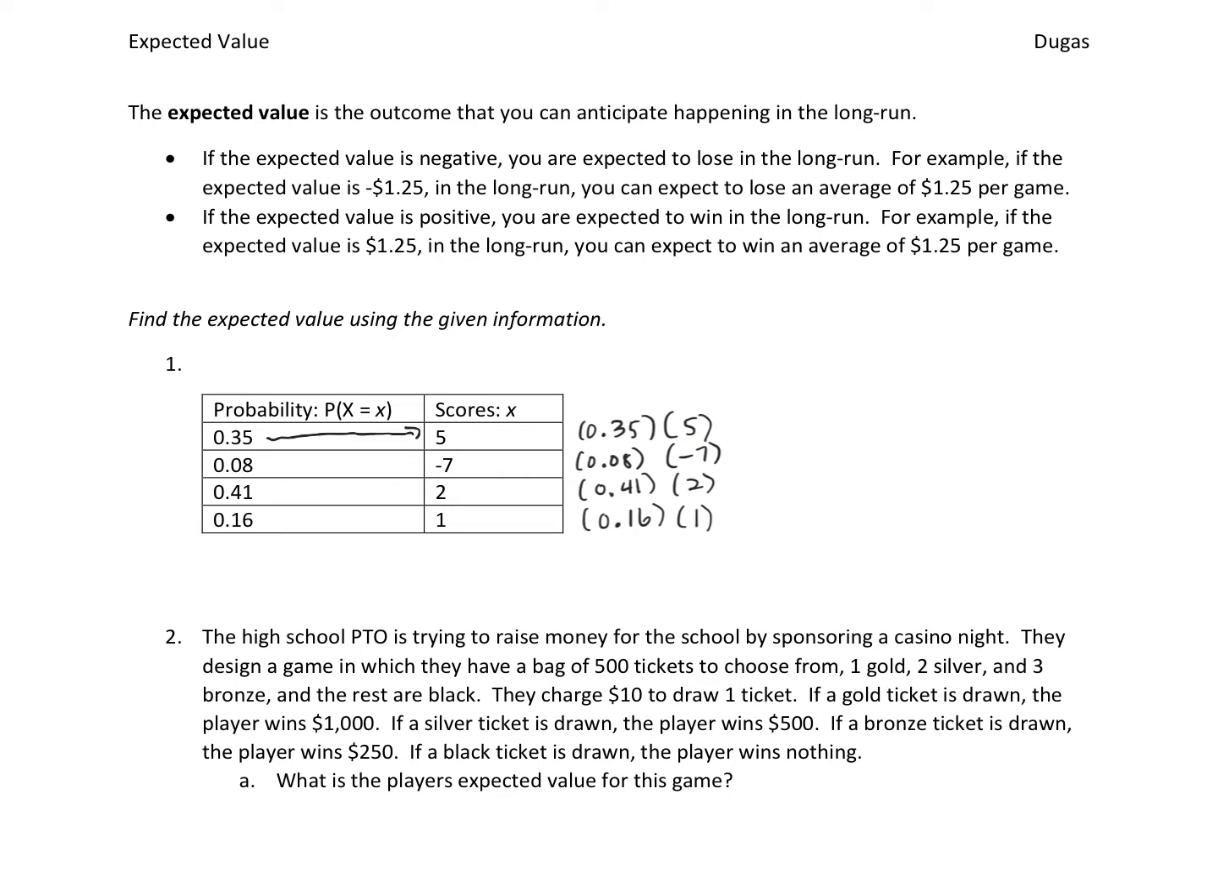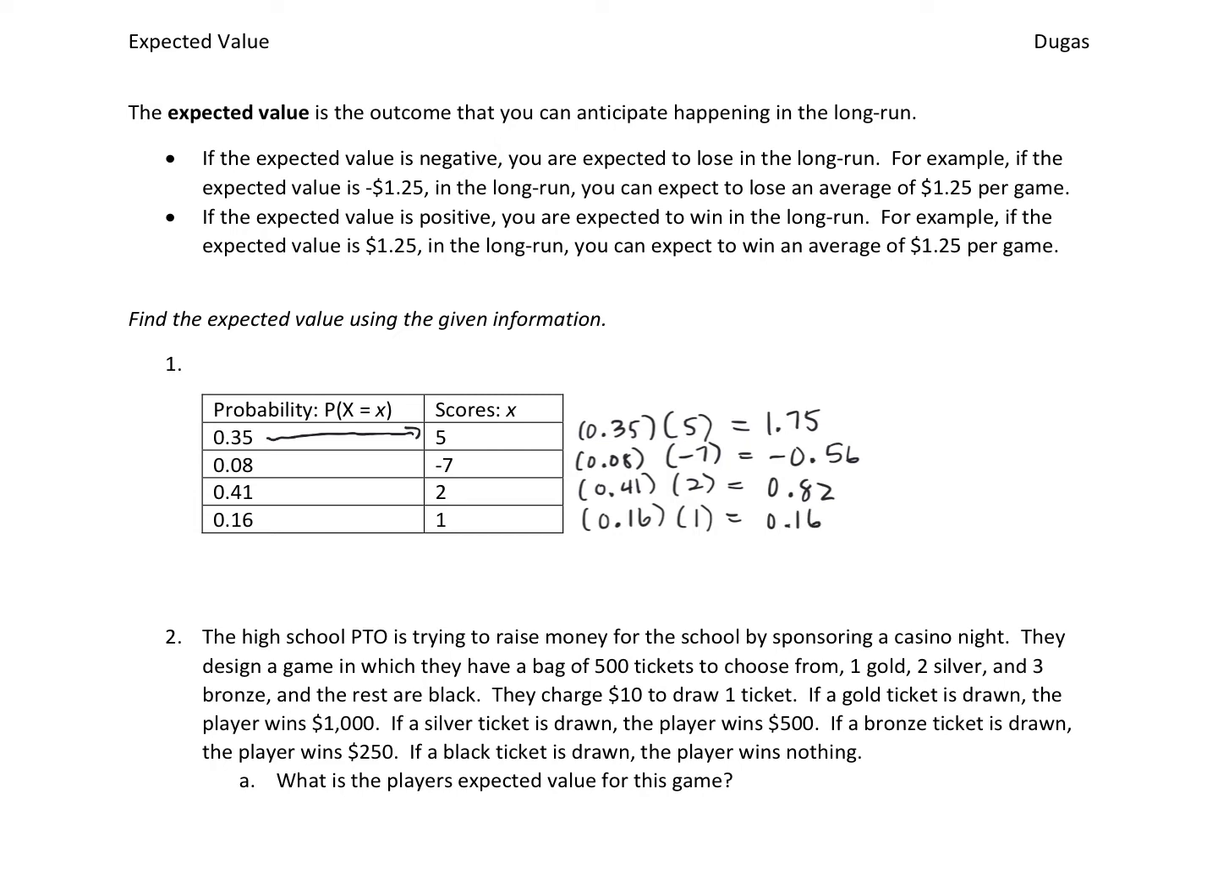When I multiply 0.35 times 5, I get 1.75. When I multiply 0.08 times -7, I get -0.56. When I multiply 0.41 times 2, I get 0.82. And when I multiply 0.16 times 1, I get 0.16.